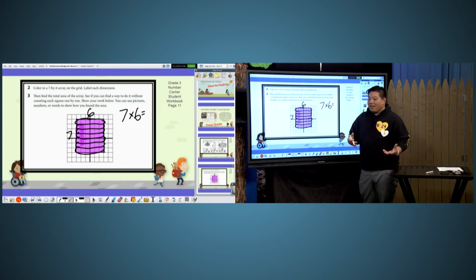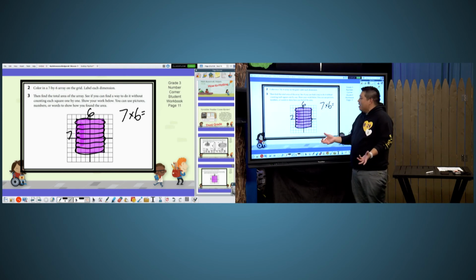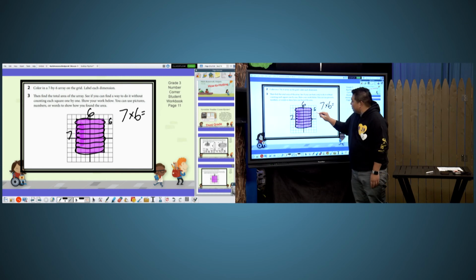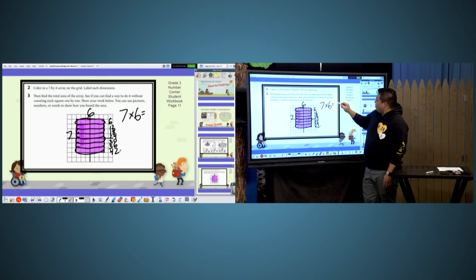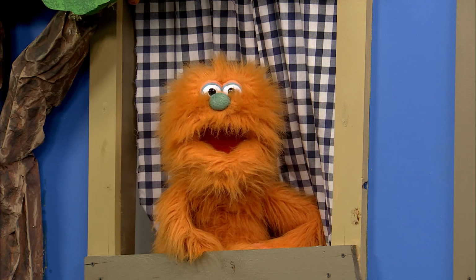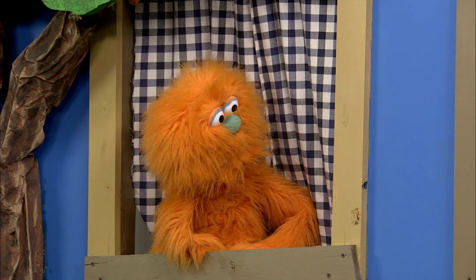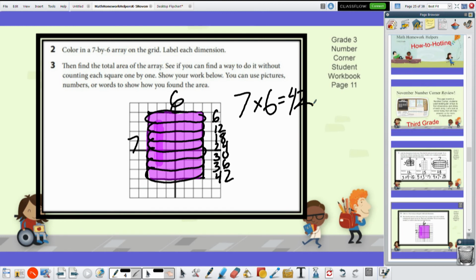So if we're good at skip counting by 6, we can just do that 7 times. 6, 12, 18, 24, 30, 36, 42. I think my brain was going to 40. I was thinking about the future. You were probably thinking about pancakes. Yeah, that's it. 42.